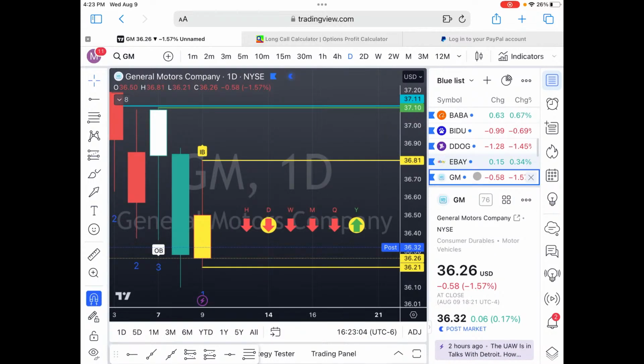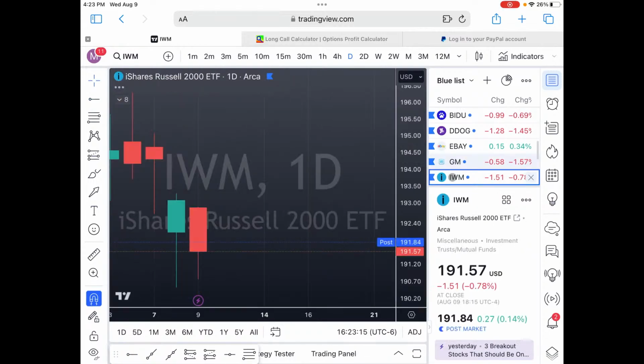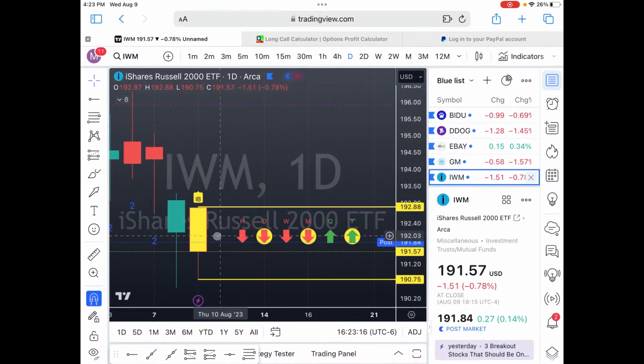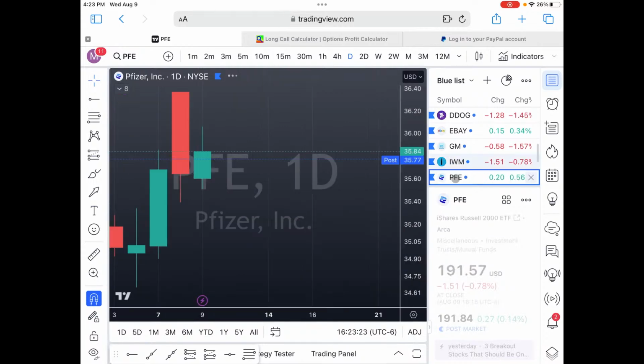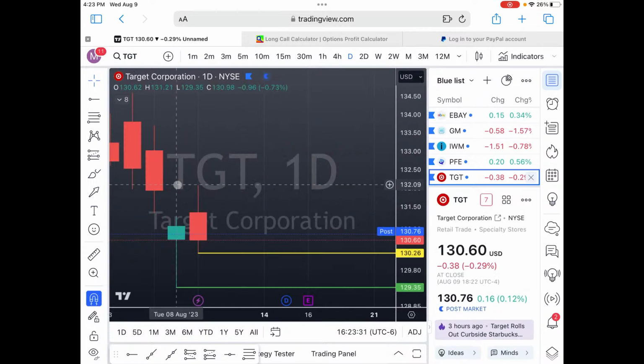From eBay, we go to General Motors, inside bar on GM, calls at 36.81, puts at 36.21 on GM. IWM has an inside bar, so we can look for the calls there at 192.88, puts at 190.75. Pfizer, inside bar, calls at 36.06, puts 35.51. Be interesting to see how Pfizer plays out.